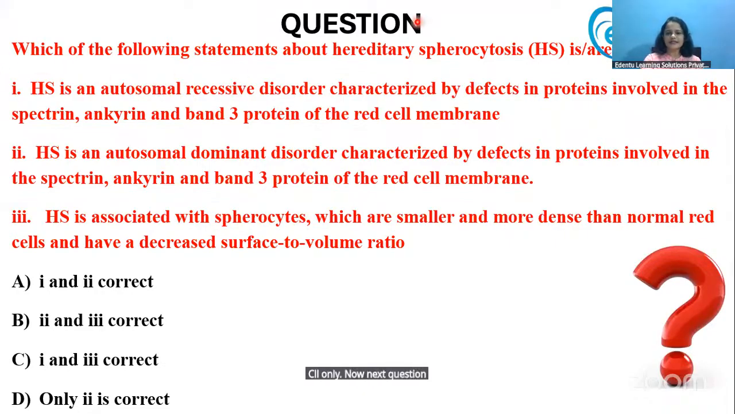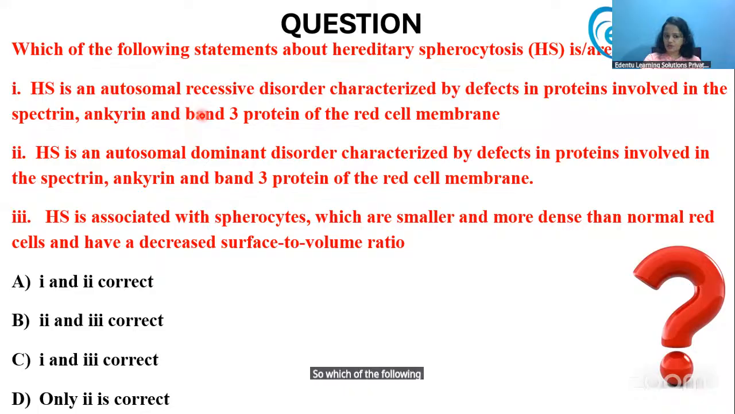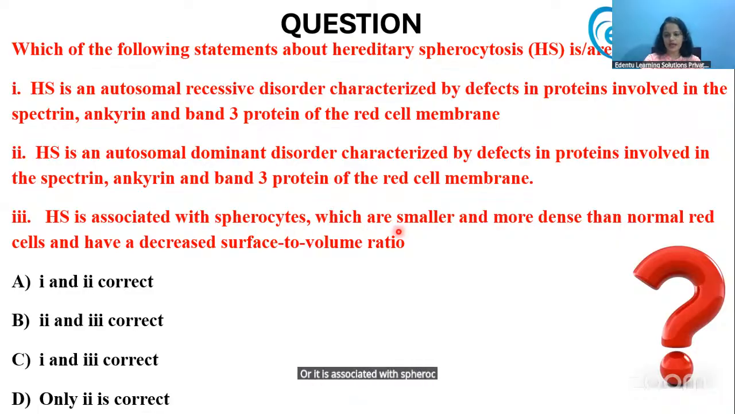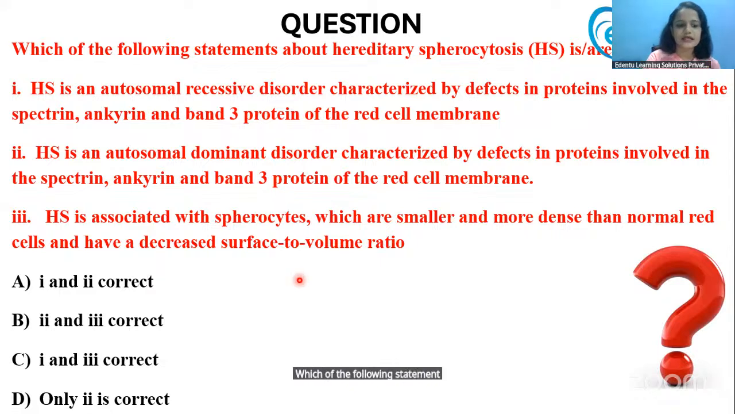Now, next question. Which of the following statements about hereditary spherocytosis is or are correct? Is it an autosomal recessive disorder caused by a defect in spectrin, ankyrin, and band 3 protein? Or is it associated with spherocytes, which are smaller and more dense than the normal red cells and have a decreased surface to volume ratio? Which of the following statements do you think is correct?